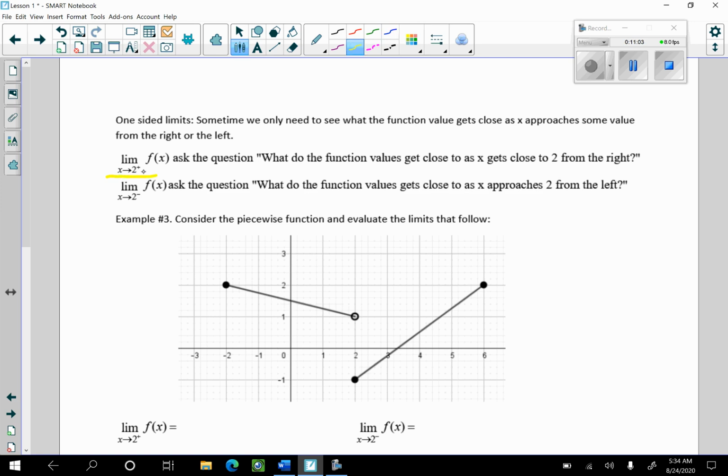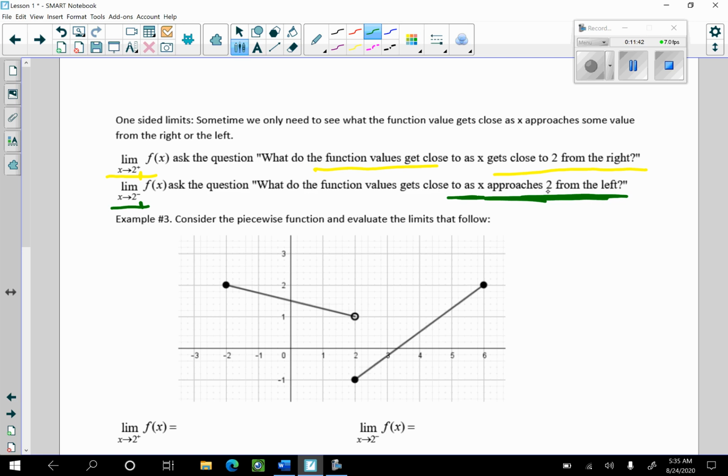The difference here is this little plus sign. That little plus sign says that we are approaching 2 from the right. As x approaches 2 from the right, that's what this means. That doesn't mean positive or negative. All that says is as x approaches 2 from the right, what do the function values get close to? And this little negative right there asks the question, what do the function values get close to as x approaches 2 from the left?